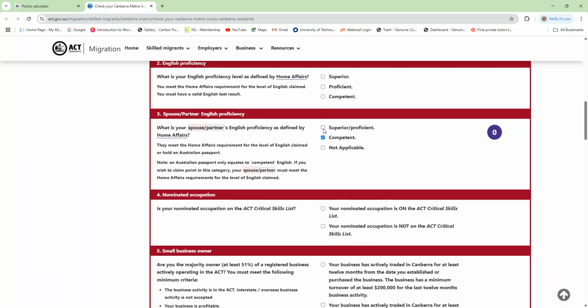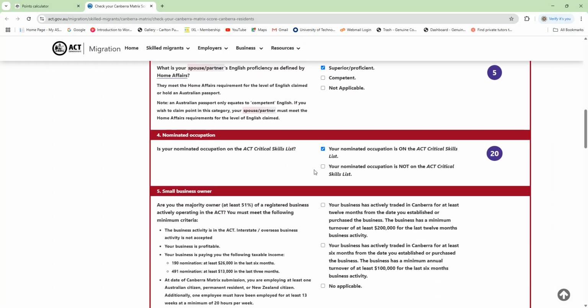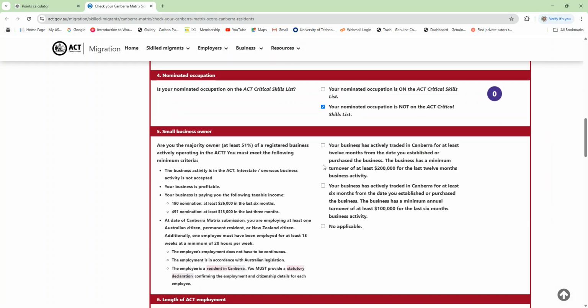If you have an ACT critical list occupation, then you will get 20 points. If you don't, then 0 points. Next, the small business owner points: you must have 51% ownership in your business, and for 190 it is $26,000 earned in the last 6 months, and for 491 it is $13,000 per 3 months.